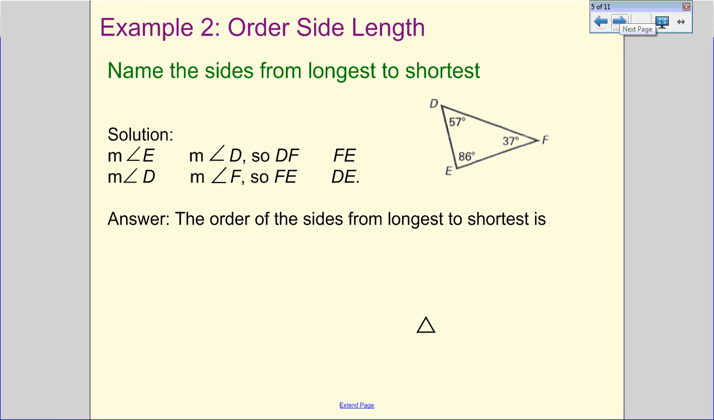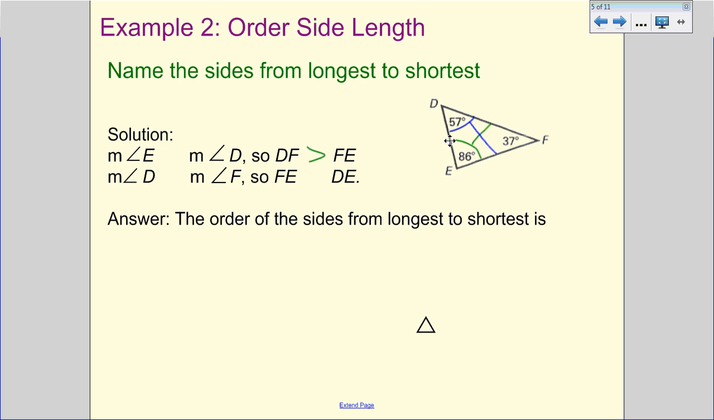So that's exactly what we're going to do here in example 2. Put the sides in order from longest to shortest. So angle E is the largest angle, and it's greater than angle D. Angle E is across from DF, so that means DF is greater than FE.